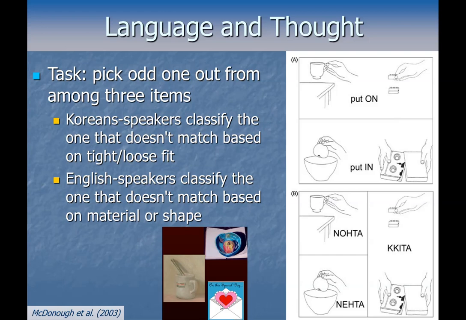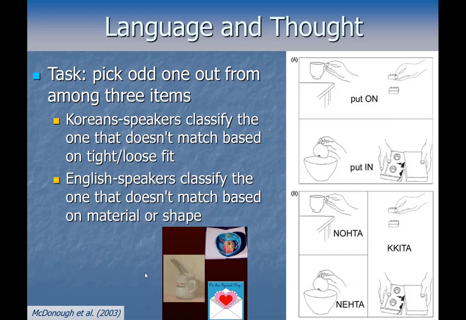So there's a tight fit, this is a loose fit, and this is a loose fit. So they'd say this card is the odd one out, whereas English speakers will classify the one that doesn't match based on material or shape. So the card here is paper, right? The card and the envelope are paper, and here you've got a book where the bowl and the apple are. So English speakers will say these two are the same, and the odd one out is this mug with a spoon in it.